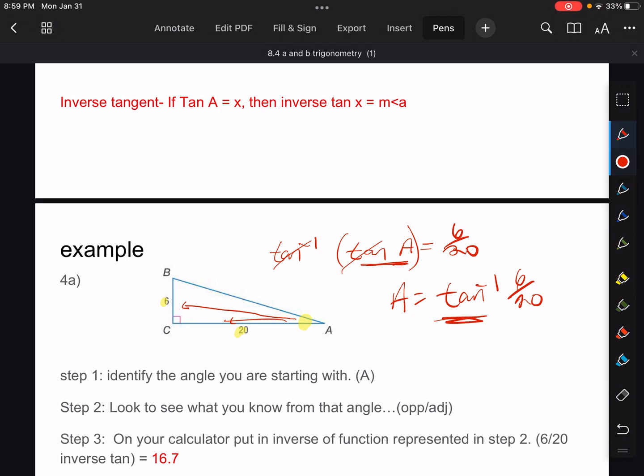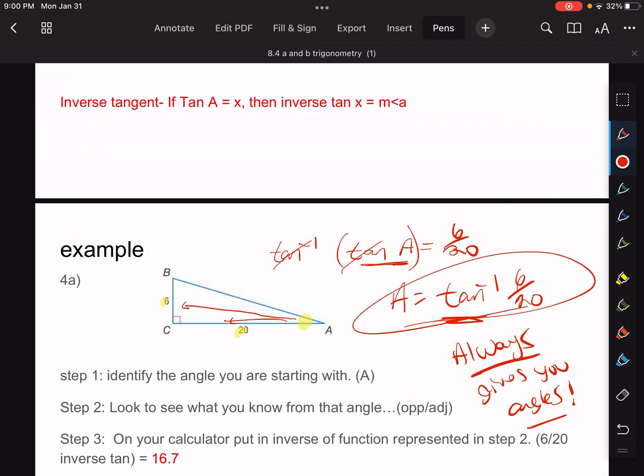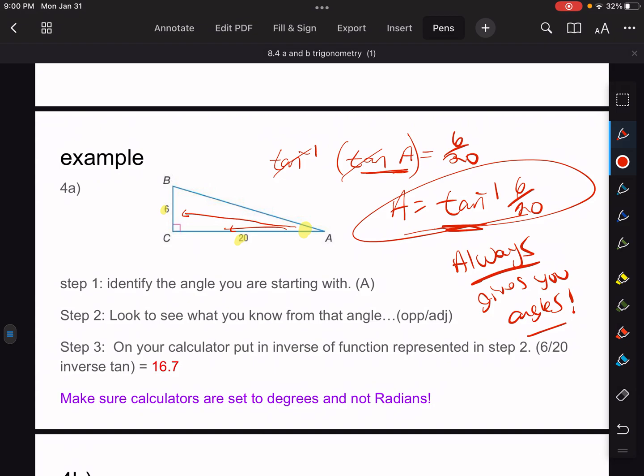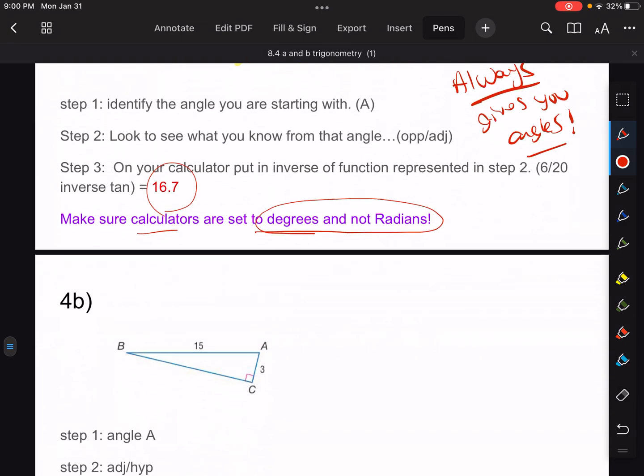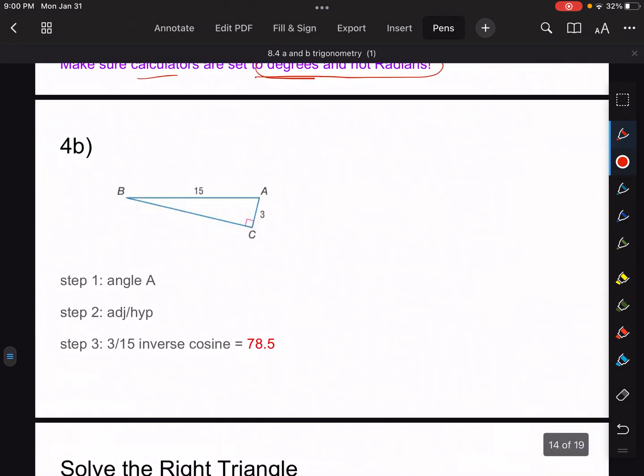Inverse functions always give you angles. So whenever you're looking for an angle, you're going to use an inverse trig function. Okay. So here I went through some of the numbers that you can use to try this out. And also a little reminder, make sure your calculators are set to degree mode, not radian mode. And if you need help with that, hopefully somebody in class can help you with that, or I can help you with that. Here is 4b.